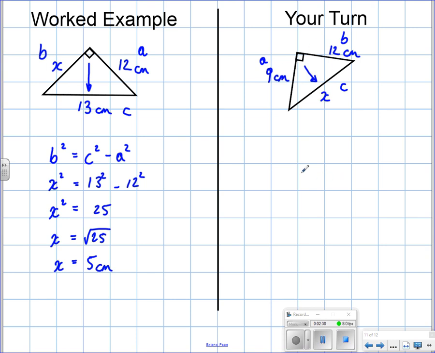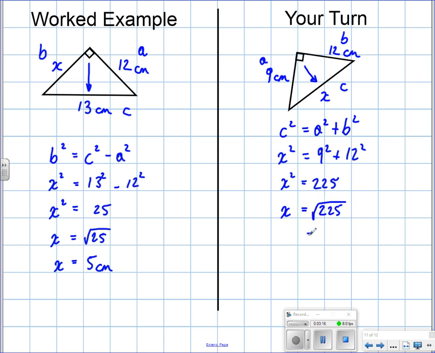That is perfectly fine. So for Pythagoras' theorem, because I'm finding the longest side C, I'm going to use c squared is equal to a squared plus b squared. And that's a crucial step. You've got to get that right. And then I can just substitute in. I've got x squared is equal to 9 squared plus 12 squared. And again, I'll work this out in my head. 9 squared is 81. 12 squared is 144, which gives me 225. And the square root of 225 is 15 centimeters.